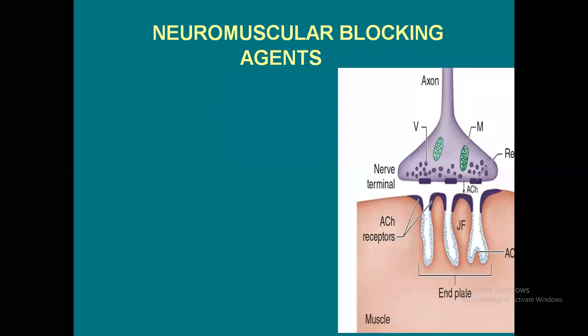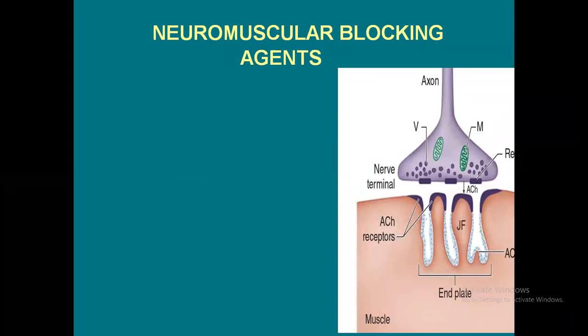The acetylcholine is destroyed in less than 1 millisecond by acetylcholinesterase. At the neuromuscular junction, this is also known as true cholinesterase, which is synthesized by the underlying muscle. Why is it known as true cholinesterase? Because there is one more cholinesterase in the plasma, which is known as pseudocholinesterase. We'll come to that later.